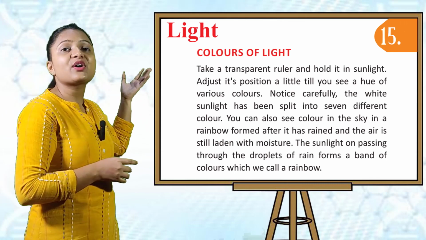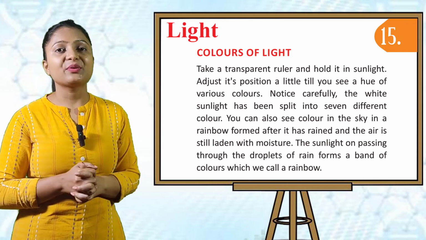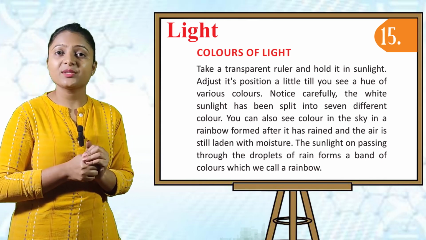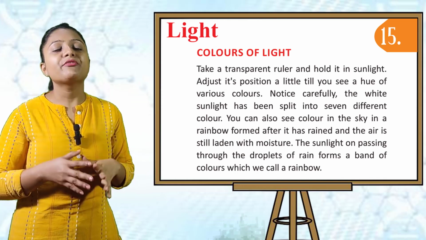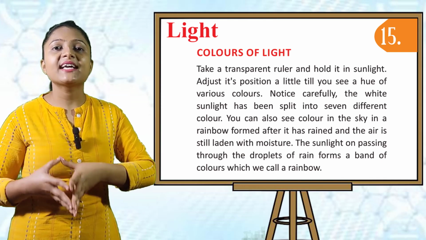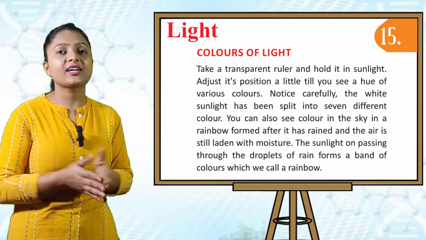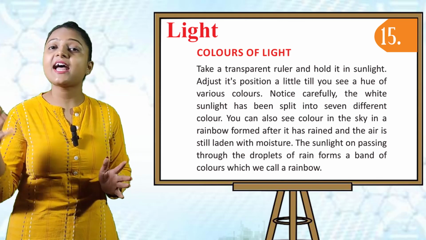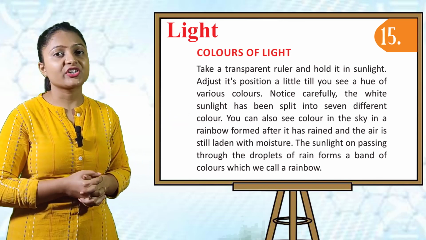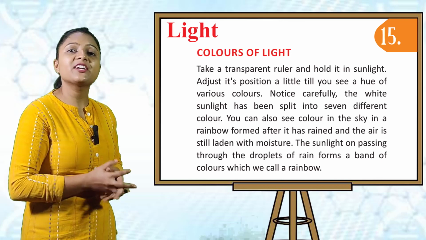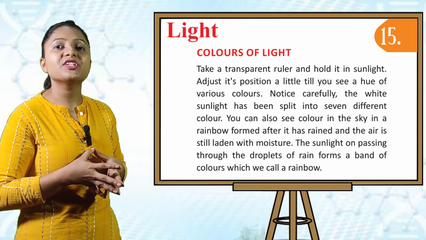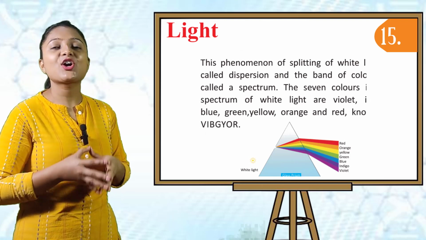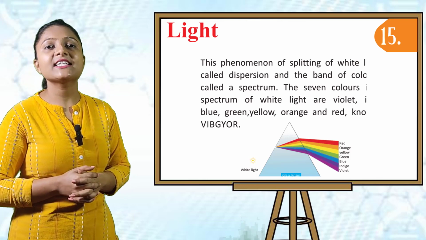Now let's see colors of light. Let's see. Take a transparent ruler and hold it in sunlight. Adjust its position a little till you see a hue of various colors. Notice carefully the white sunlight has been split into 7 different colors. You can also see color in the sky in a rainbow formed after it has rained and the air is still laden with moisture. The sunlight on passing through the droplets of rain forms a band of colors which we call a rainbow. This phenomenon of splitting of white light is called dispersion and the band of colors is called a spectrum.